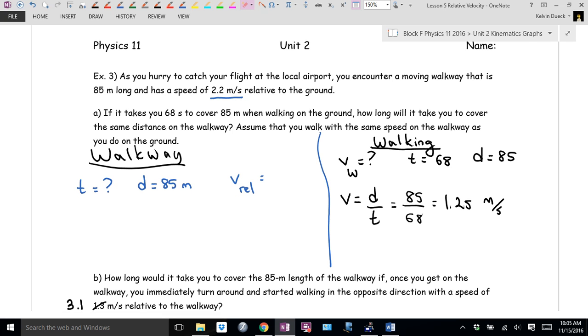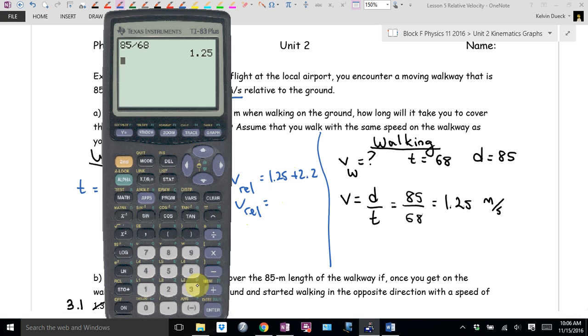First of all, have you been on the walkways? Do they make you go faster or slower? Add them. Unless you decide to be one of those people who likes to go in the opposite direction. I see those people once in a while. They must be really tired coming off their flight because they are walking kind of oblivious against the walkway and wondering why it's taking them so long to get anywhere. So I think the relative speed is going to be 1.25 plus 2.2, which is 3.45 meters per second.